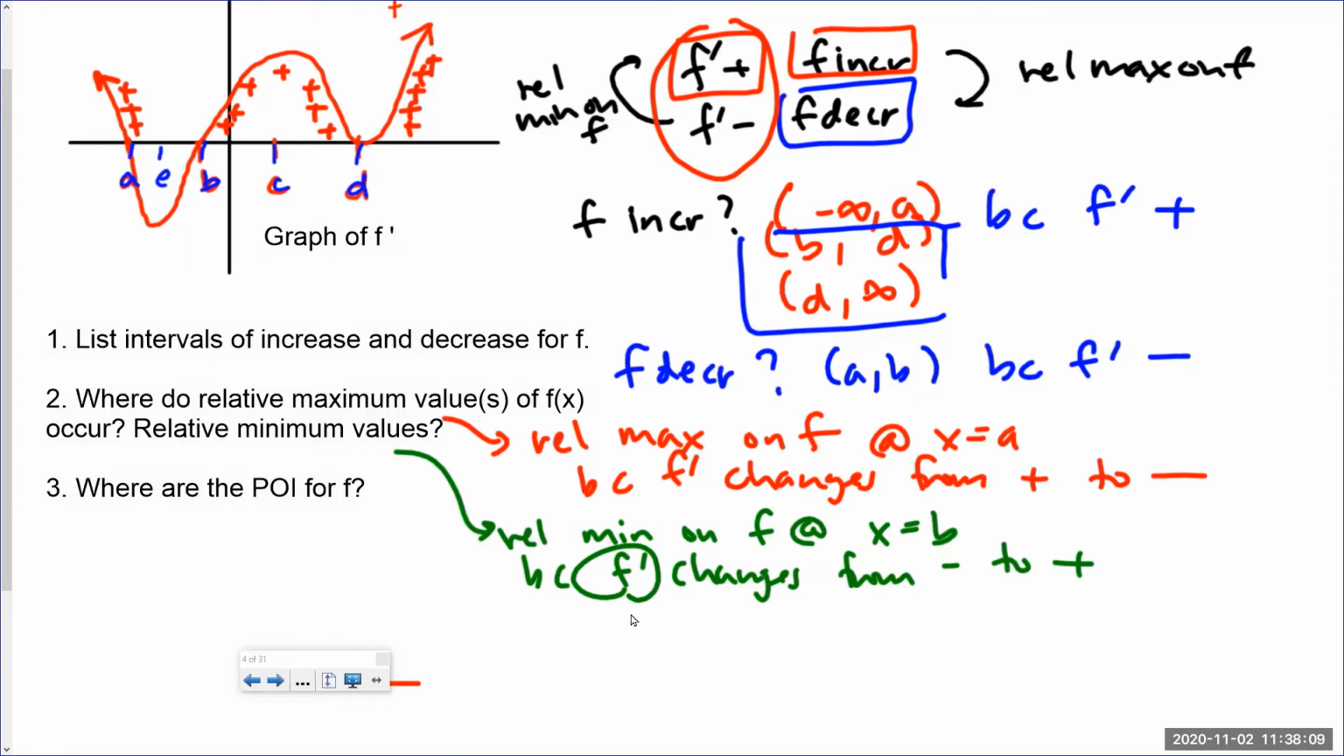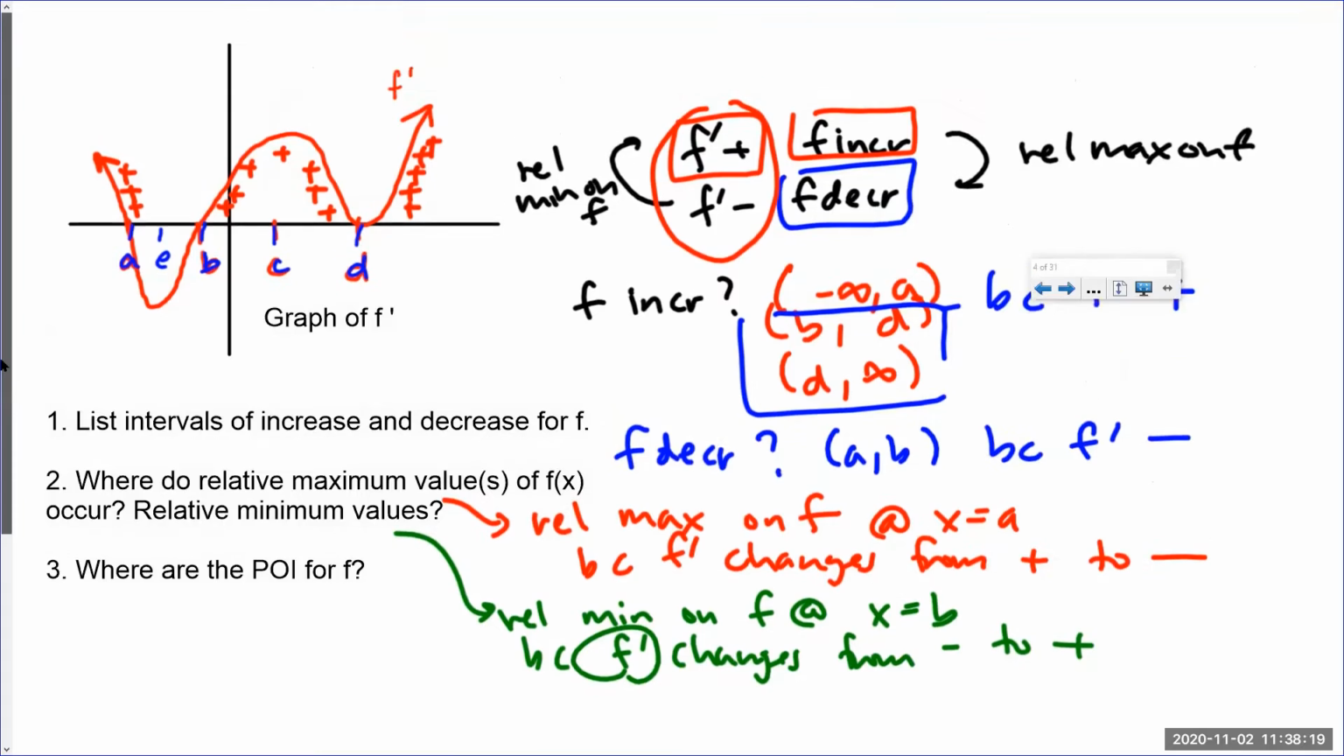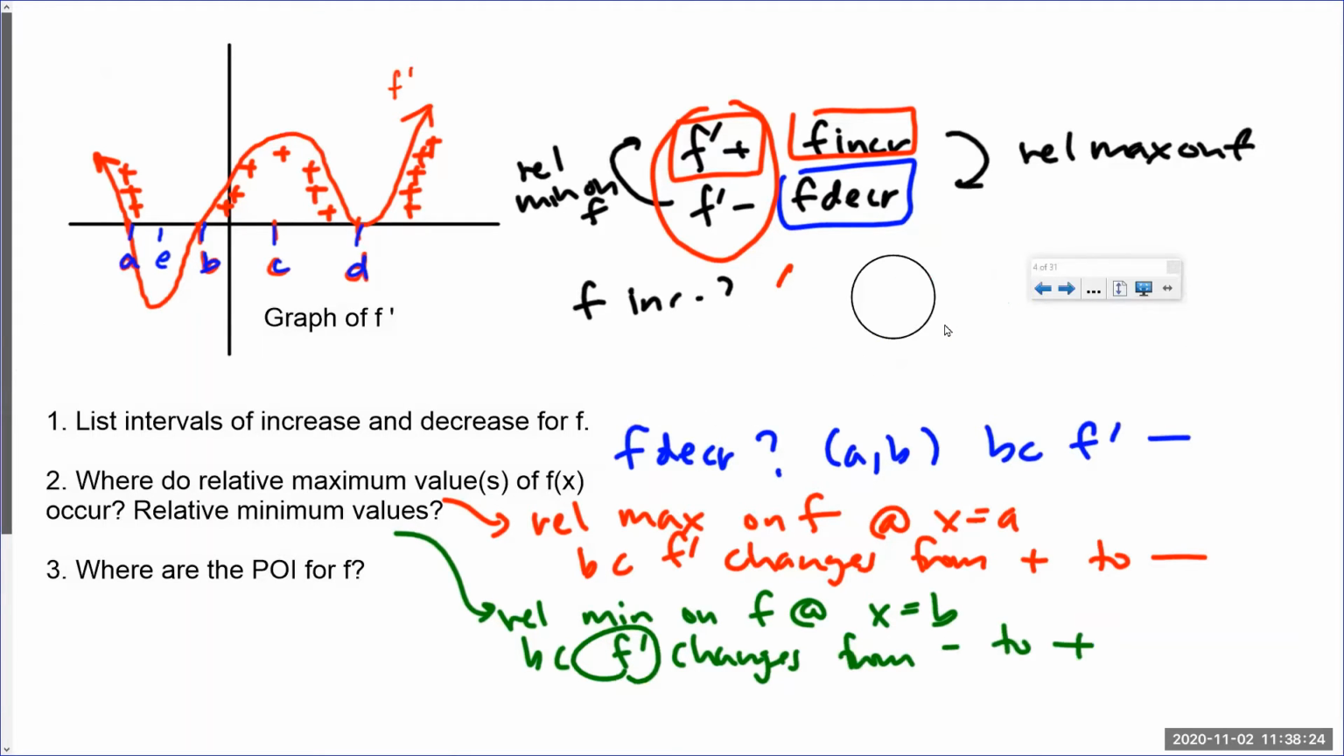You can't say the problem. It's got to be the boy's name, F prime. Okay, give him a name. All right, here's the next question. Where are the POIs on F? The POIs, guys, I have to use which test? The concavity test. Very good.